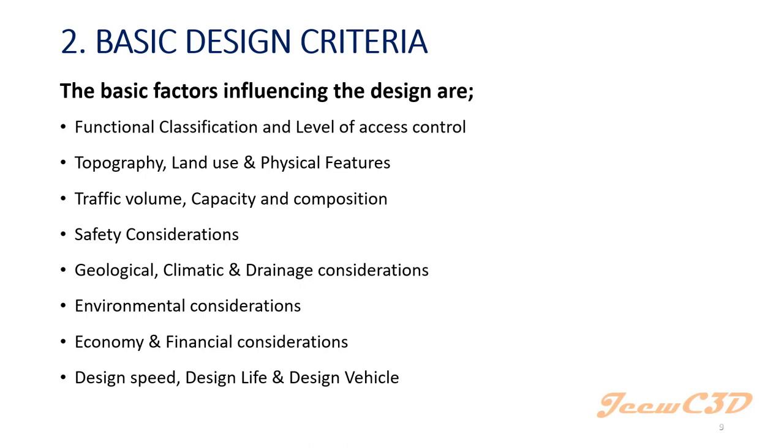Then land use means what kind of use there is in the land in that area. So if it is an urban area, you have high land use: you have buildings, schools, offices, industrial zones. Likewise, you have high land use.